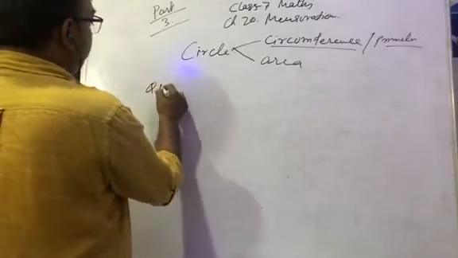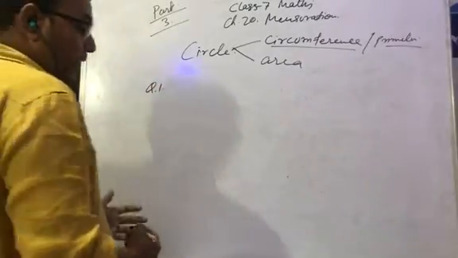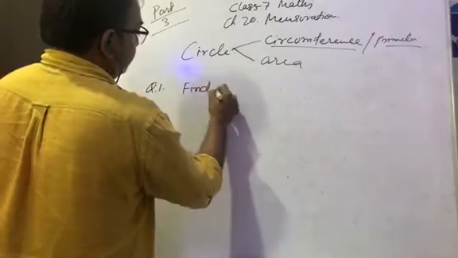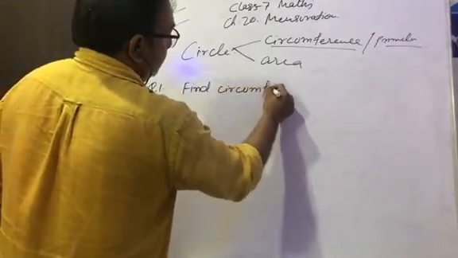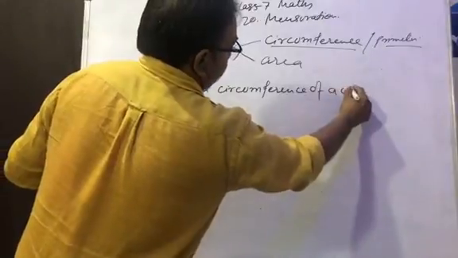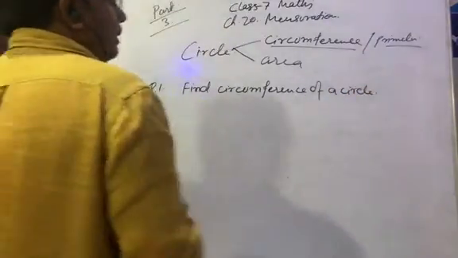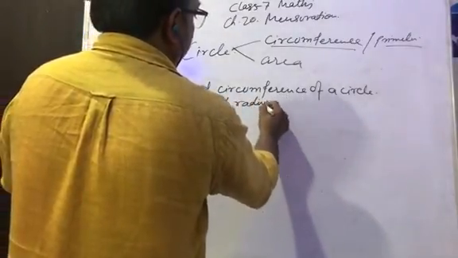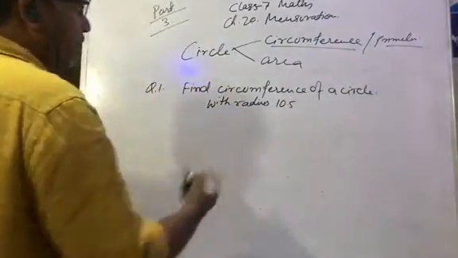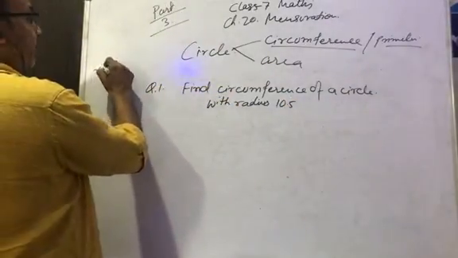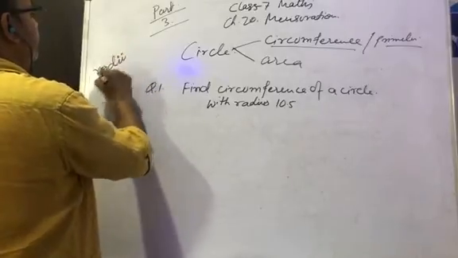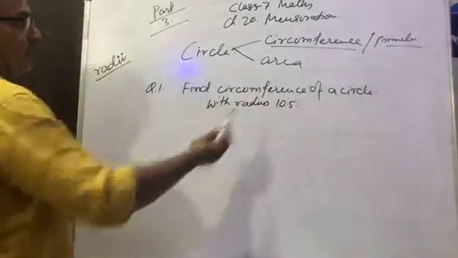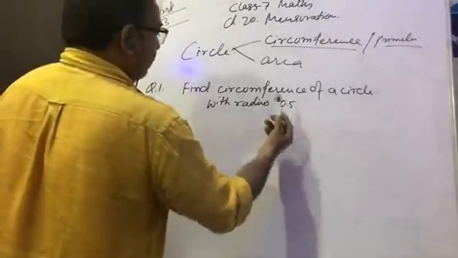Example number 1. Find the circumference of a circle of radius 10.5. Find the circumference of a circle with radius 10.5. And one more thing I want to tell you, the plural of radius is radii. Okay. So find the circumference of a circle with radius 10.5.